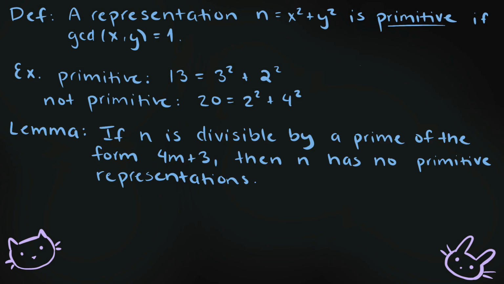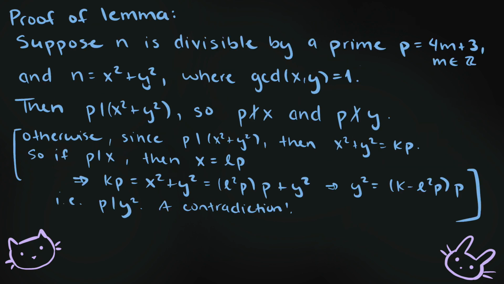Now we need this lemma. So the lemma says if n is divisible by a prime of the form 4m plus 3, where m is some integer, then n has no primitive representations. So let's prove this, and we'll do it by contradiction. So suppose n is divisible by a prime which is of the form 4m plus 3.